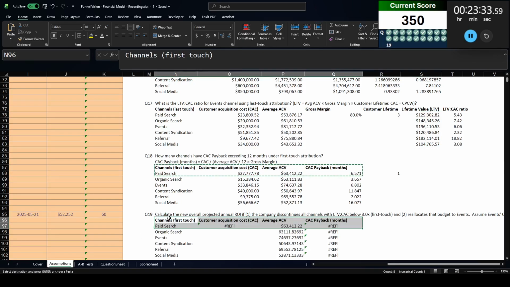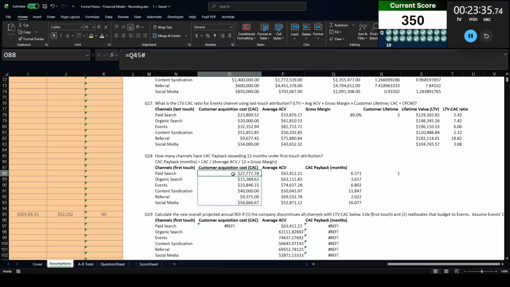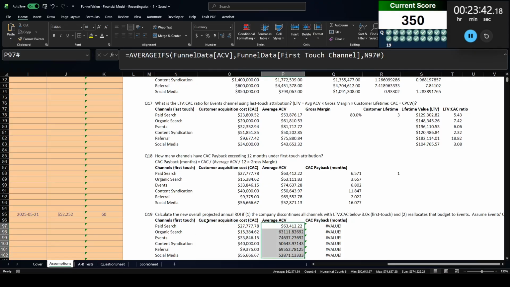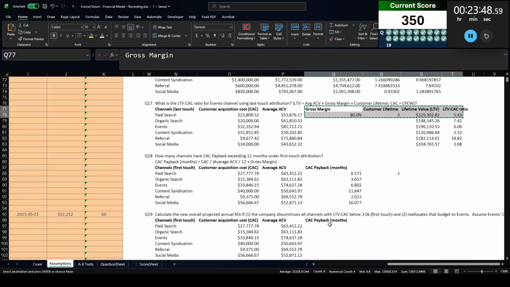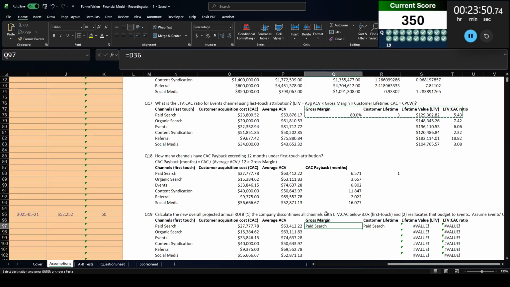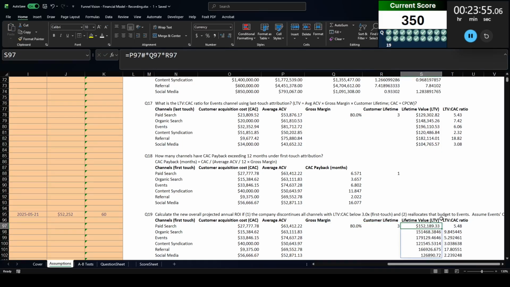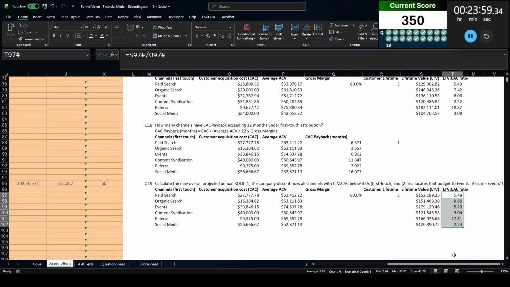Okay, so let's go ahead, bring this first down, customer acquisition costs. Let's just use this formula. Average ACV is already listed there. We don't care about payback values, so let's change that to the last 3 columns here. Gross margin is 80%, customer lifetime is 3. That gives us the lifetime value and the CAC ratio just like that.